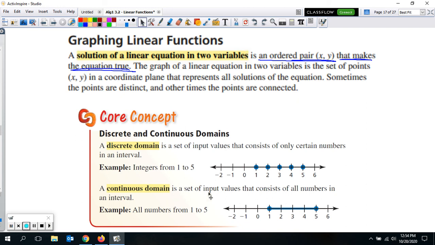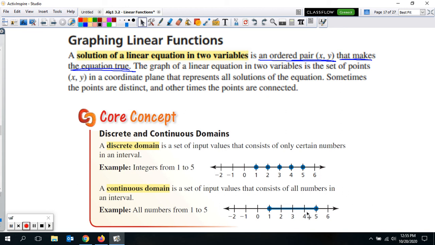A continuous domain is a set of input values that consists of all numbers in an interval. So from here to here, for example, all numbers from 1 to 5. This would be just integers from 1 to 5. Well, integers would just be 1, 2, 3, 4, and 5, because integers are not going to be in between 1 and 2. That's not an integer. Integers are just the numbers right here on a number line. Whenever you hear that word integer, that's what we're talking about, numbers on a number line. We're not talking about fractions or decimals or anything like that, just negative or positive numbers or 0 on the number line.